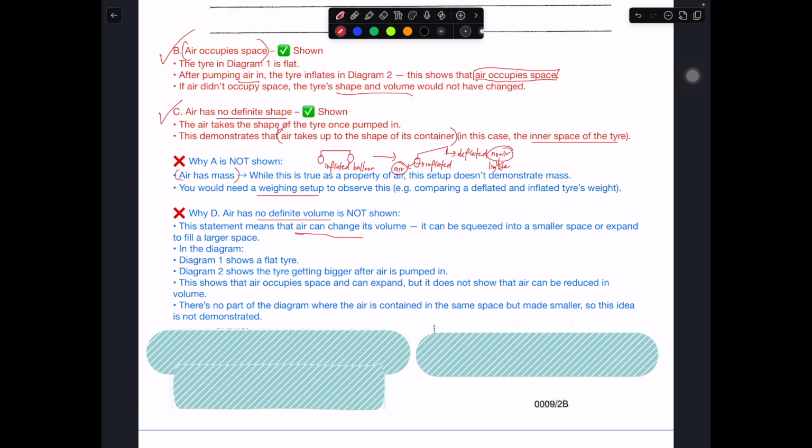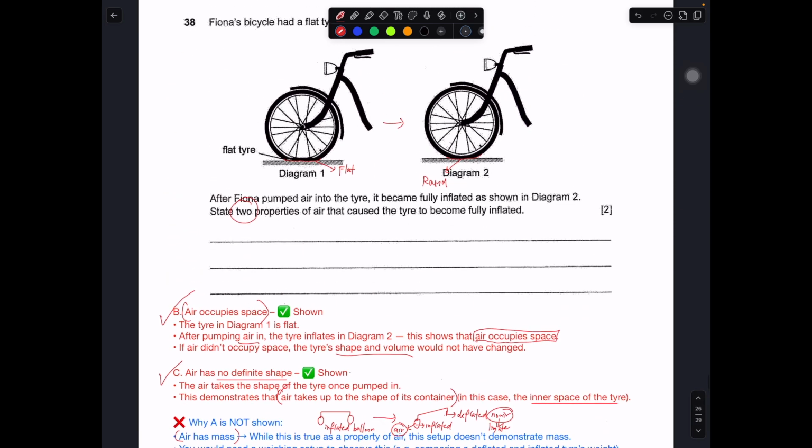It means that air can change its volume, and it can squeeze into a smaller space or extend to fill a larger space. In this case, one has a flat tire, and in two the tire is getting bigger after being pumped. This shows you that air occupies space and it can expand, but it does not show you that air can be reduced in volume. So it does not show you the change in volume even after you pump in more air. There is really no part in the diagram that shows the air contained in the tire, or contained in the same space, being made smaller. So this idea is not being demonstrated.